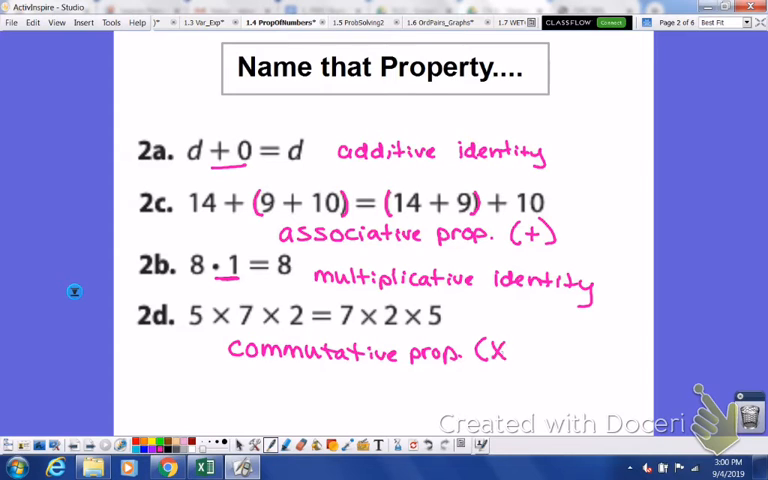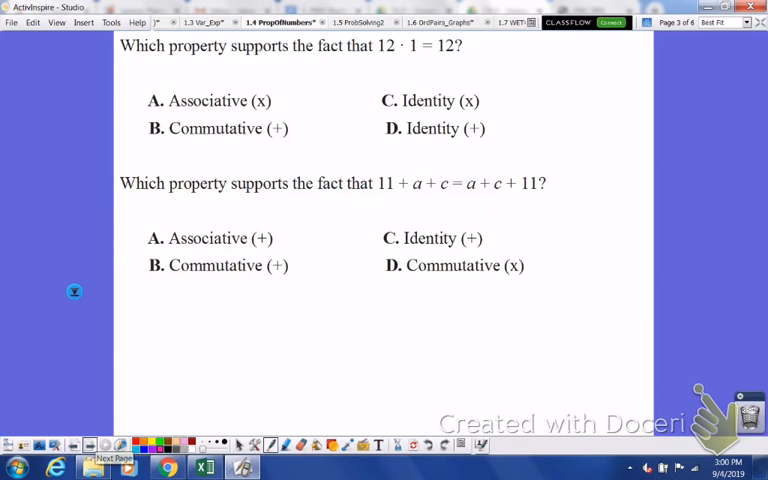And again, I need to label it with multiplication because it's the commutative property of multiplication. All right, rolling right along. Throw a couple of multiple choice your way. Which property supports the fact that 12 times 1 equals 12? Well, I see that times 1 again. There's my key. So I know it's an identity. And it's multiplying. So we want the one with the multiplication symbol.